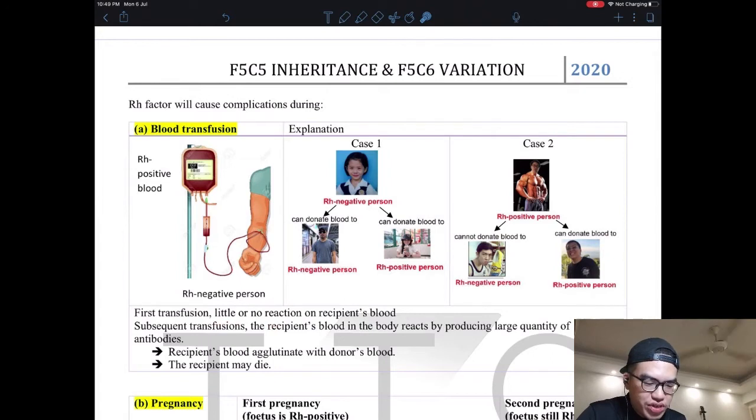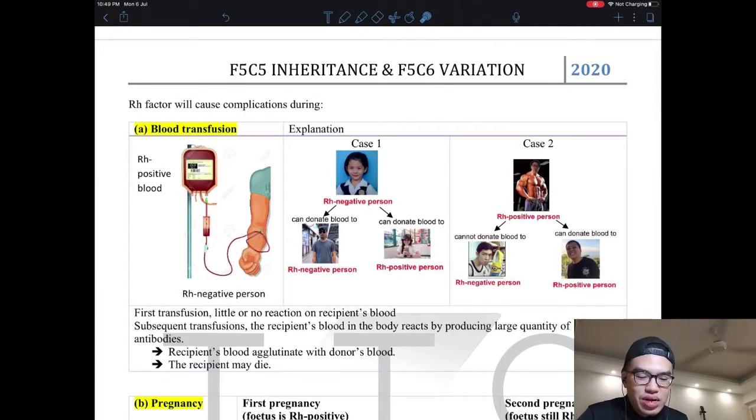So first transfusion, little or no reaction in the recipient's blood. Subsequent transfusion, the recipient's blood in the body reacts by producing a large quantity of antibodies. So you can donate maybe for the first time, if the antibody is not that sensitive, but if you do it for the second time, they are already exposed to this antigen, then you might cause a problem. The blood will start fighting.